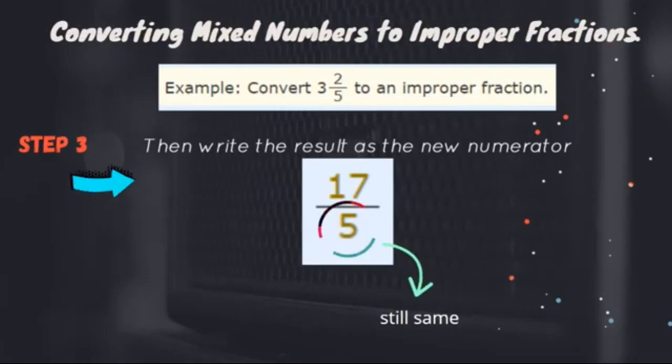Third, write the results as the new numerator. That means you need to place number 17 as the new numerator. So the final answer will be 17/5. Remember, don't change the denominator. Keep it the same. That's why we still have number 5 as the denominator.